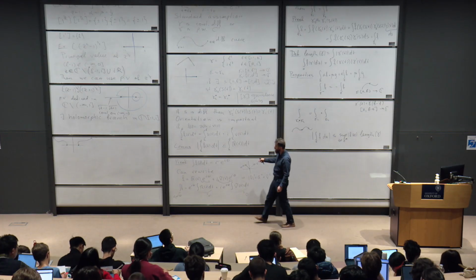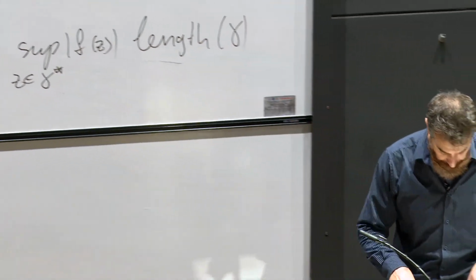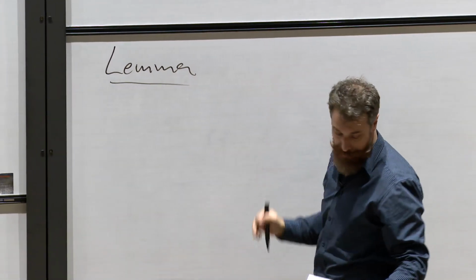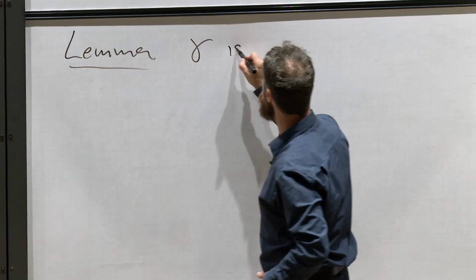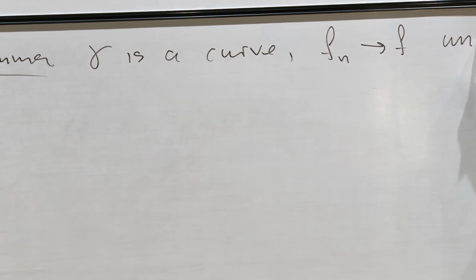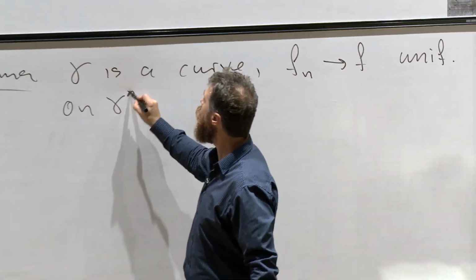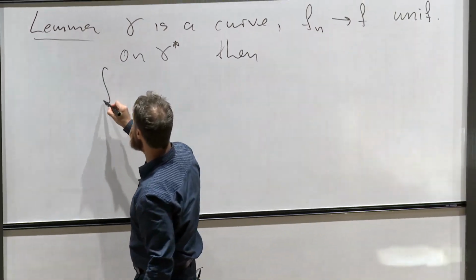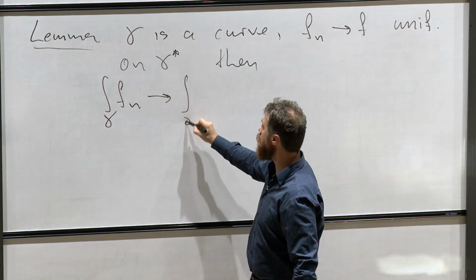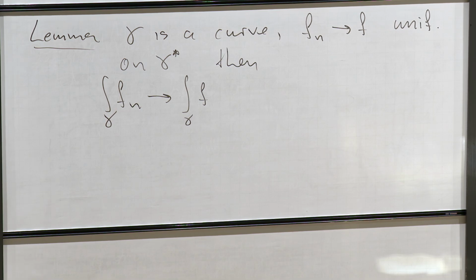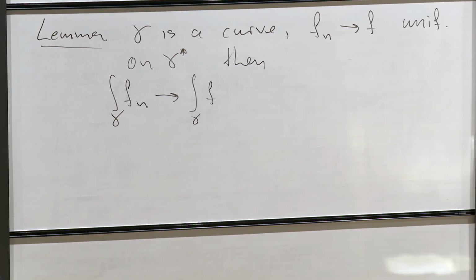And, well, it's basically the same thing as here. Okay, and the last thing that we will need is the following simple lemma: if gamma is a curve, and we have functions fn that converge to f uniformly on our curve, then the integrals of fn converge to the integral of f. And this is very similar to what you have seen in prelims. If you have a sequence of functions that converge uniformly on a finite interval, then their integrals converge.